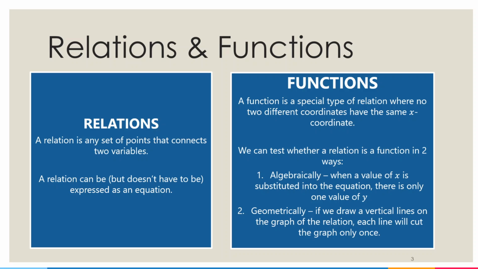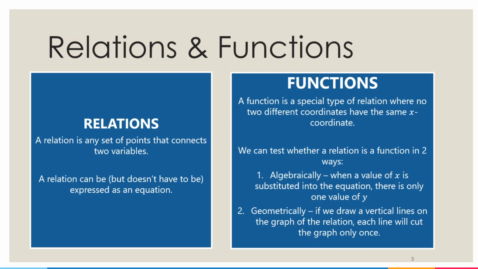On the other hand, you have functions, and a function is a special type of relation where no two different coordinates have the same x coordinate. So in other words, if you have one x value, that should only produce one possible y value. You can't have one x value that produces two separate y values.